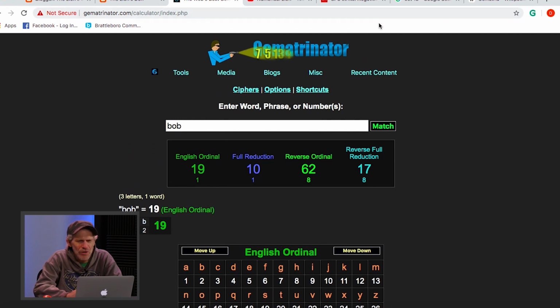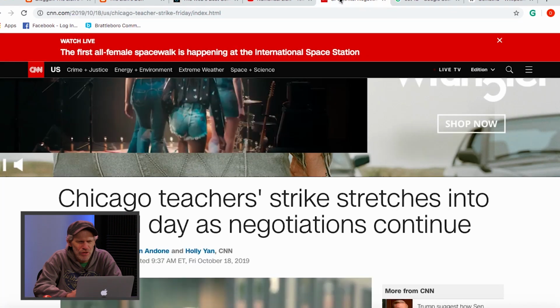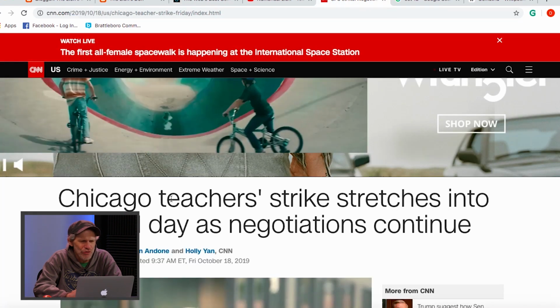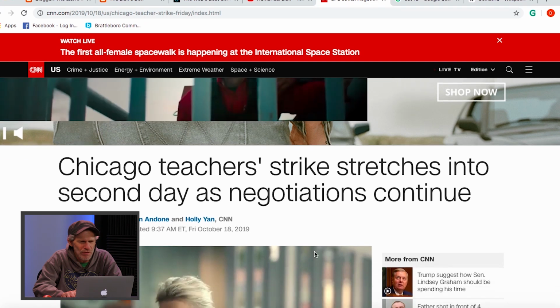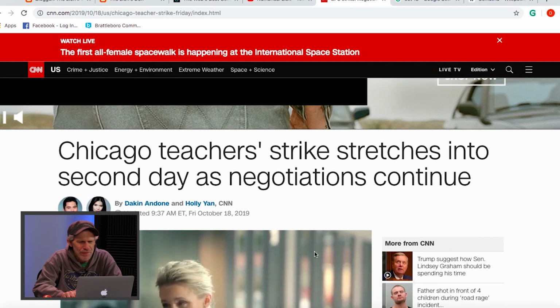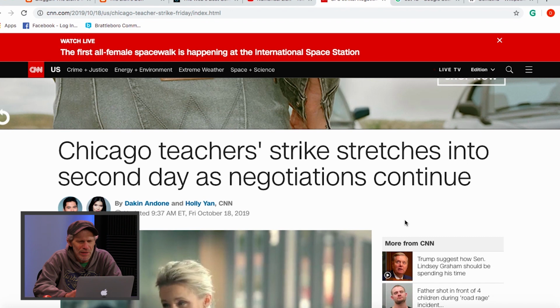So let's get into the numbers a little bit. You could just look at this Chicago teacher strike. This code is all over the place. It's in the mainstream, CNN. It's all over CNN. It's all over the mainstream. Anything that is in the mainstream is coded because the people who run these news organizations, there's about 6 corporations that run the media, and they're Kabbalists.